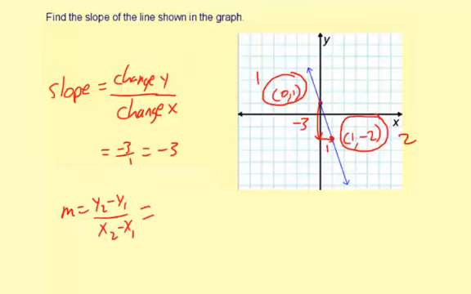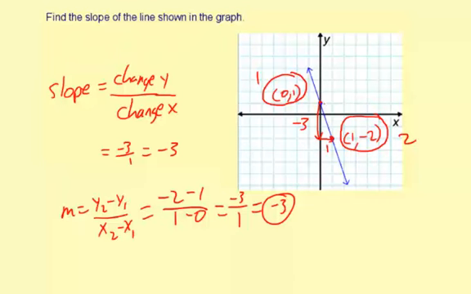So let's use the slope formula. We need the y from the second point, and that's negative 2. Then we need the y from the first point, and that's going to be 1, so it's minus 1, divided by the x from point 2, which is 1, and the x from point 1, which is 0. So then we have negative 2 minus 1, which is negative 3, and then 1 minus 0 is 1. So then for our slope, it's negative 3 divided by 1, which of course is negative 3.